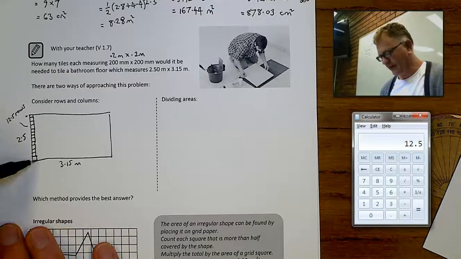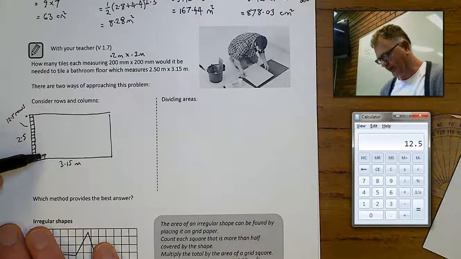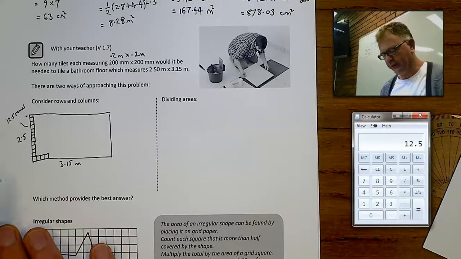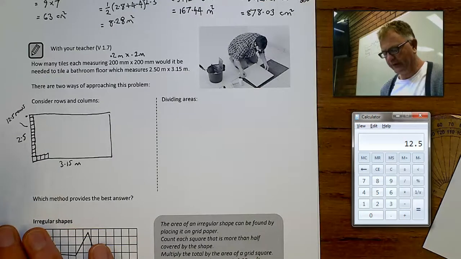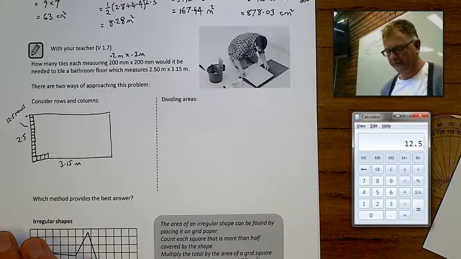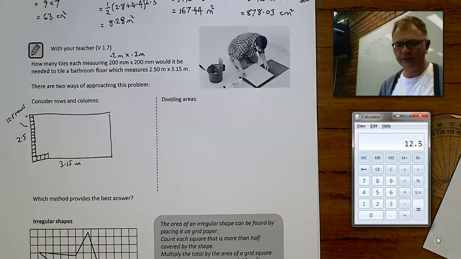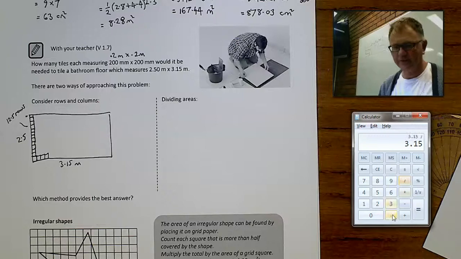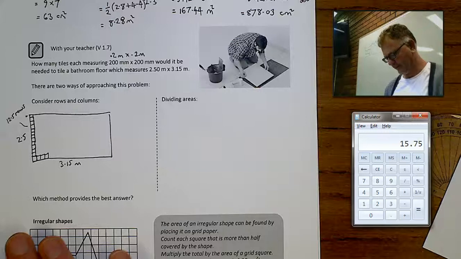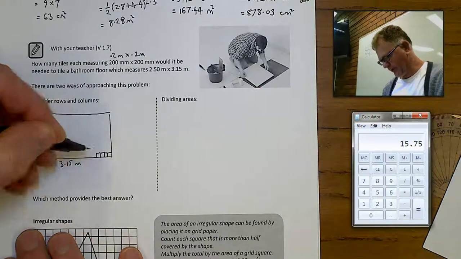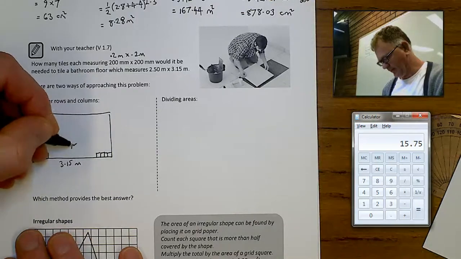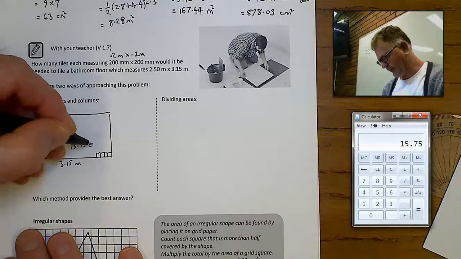Now we have to work out how many tiles it takes to fit along here, and that'll tell us how many columns of tiles. So I'm going to go 3.15 metres. How many times does 0.2 of a metre fit into that? So that will be 3.15 divided by 0.2. And I get 15.75. So I won't draw them all this time, but there are 15.75 columns of tiles.